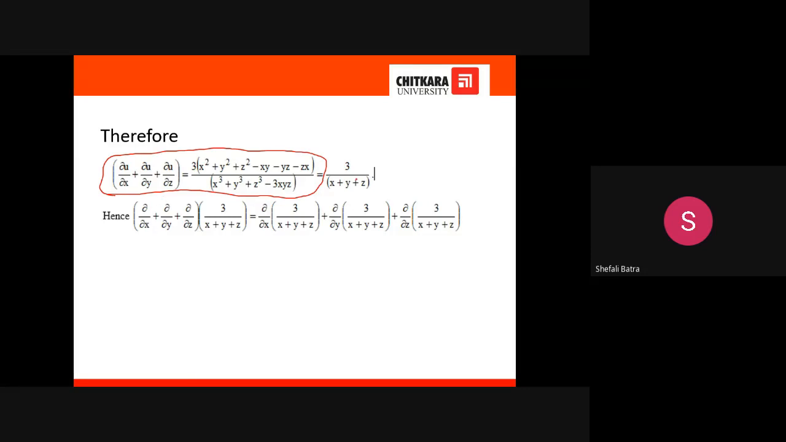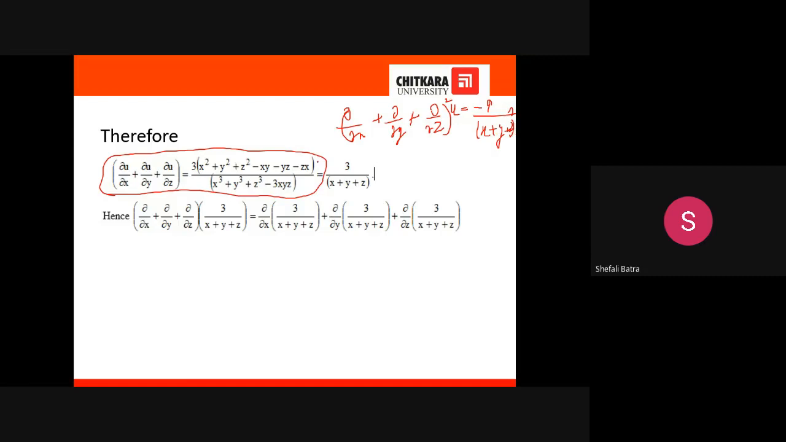Now, you need to show that this total answer, (∂/∂x + ∂/∂y + ∂/∂z) squared of u, is equal to minus 9 upon (x plus y plus z) whole square. Because you need to show that, right? You need the factor x plus y plus z in the numerator.